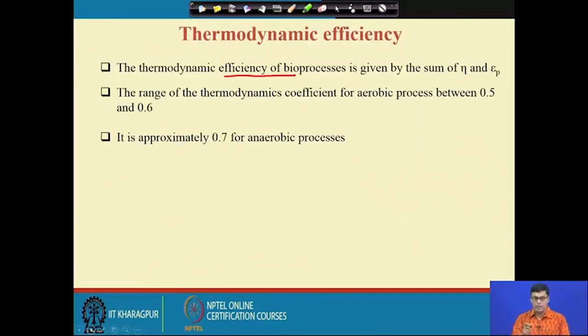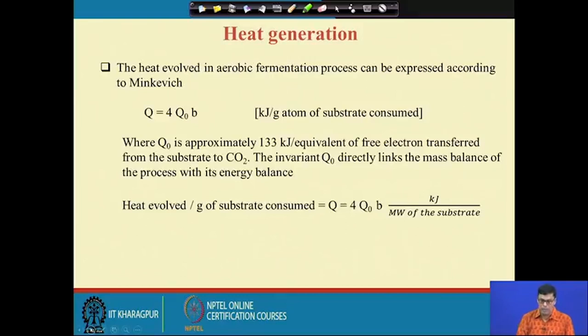Another thing I want to point out is that in case of biochemical systems, the thermodynamic yield coefficient, that is the efficiency of the process, plays a very important role. In thermodynamic efficiency, in case of aerobic systems, it varies from 0.5 to 0.6, and in case of anaerobic systems, 0.7. Now, this will help us find out the validity. I told you stoichiometry helps us find out the validity of the experimental results. So, this will help us.